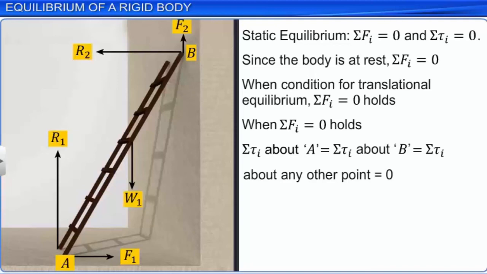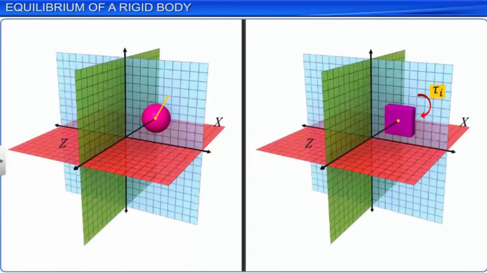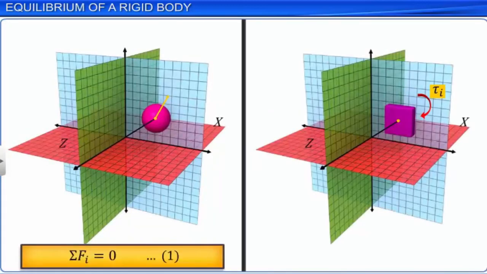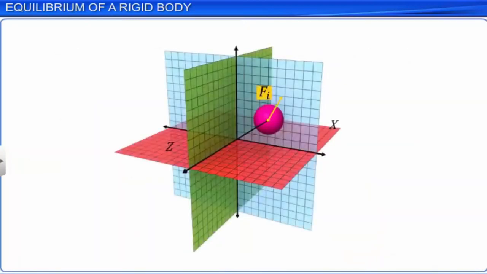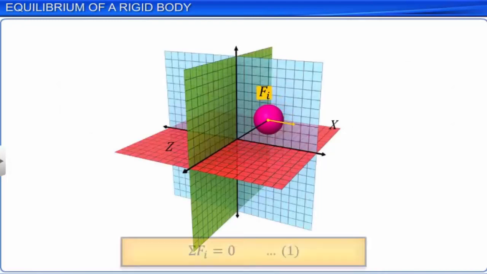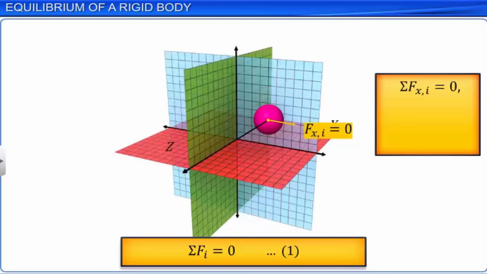Note that the equations sigma Fi is equal to 0 and sigma tau i is equal to 0 are in vector notation. Each of these equations is equivalent to 3 scalar equations. In scalar notation, equation sigma Fi is equal to 0 can be written as 3 independent equations. Sigma Fxi is equal to 0. Sigma Fyi is equal to 0. And sigma Fzi is equal to 0.